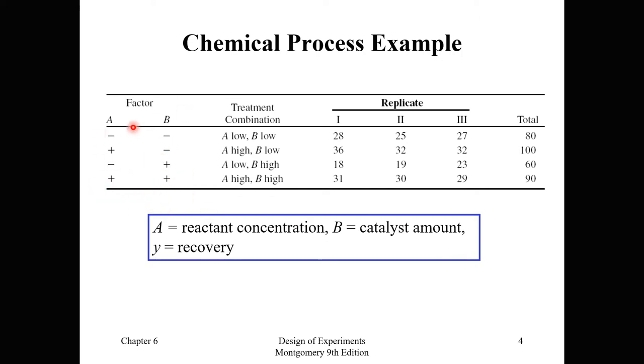So this is important. And again, you see that when both of these are minus, both A and B are going to be low, and then we're going to do replications there. When both are plus, both A and B are high, we're going to do replications there. And then, of course, there's a mix.